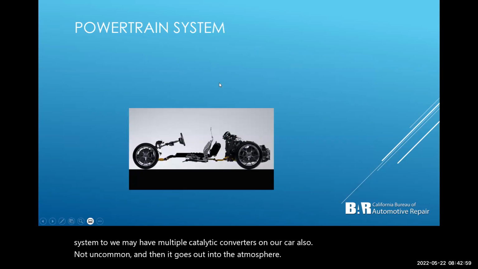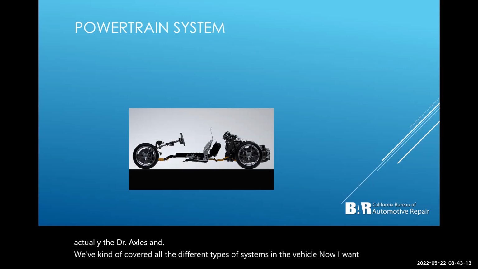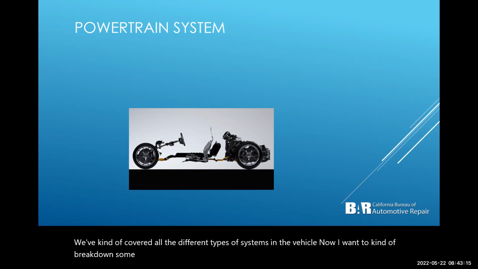And then the powertrain, which includes the engine, the transmission, and the drive axles. And we've kind of covered all the different types of systems in the vehicle. Now I want to break down some of the engine parts in the engine itself. I'm just going to use a 4-cylinder as an example.